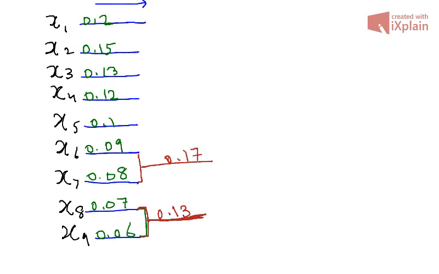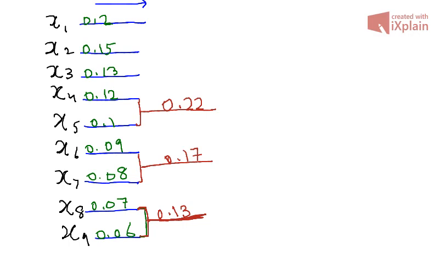Now we have 0.1, and now we have to choose the next two. The next least is 0.1 and 0.12, x4 and x5. So we have to merge these two to generate a new branch, and the probability of this branch would be the sum of the two branches, which is 0.22.